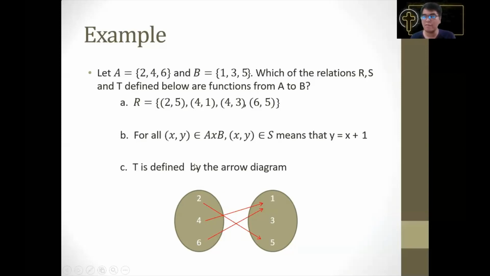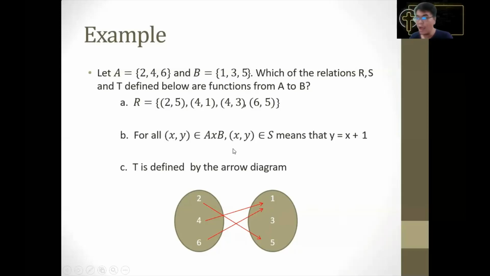But it does not violate the function rule, because the function rule states that for every x in A, there should only be one y in B, and not the other way around. So 4 is related to 1, and 6 is related to 1. Still, this is a function.